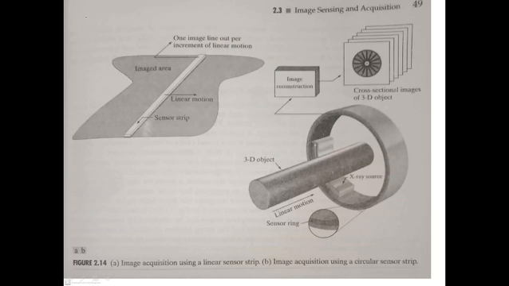Earlier you were using only one single element, which was moved in the x direction using a screw and in the y direction using a cylindrical object. Now you can eliminate the cylindrical movement by keeping sensors arranged in a line. When you arrange numerous sensors in a line, it's called a line sensor. So this is your line sensor, which covers one direction.